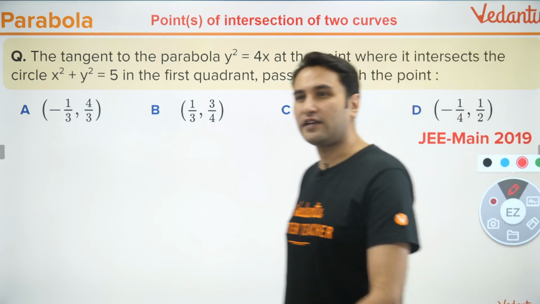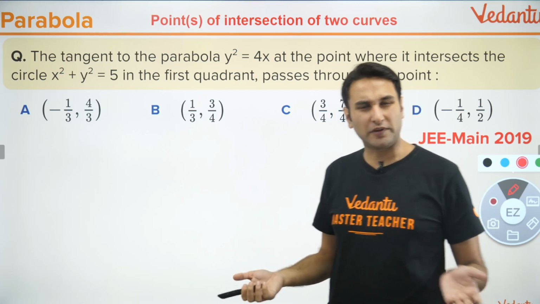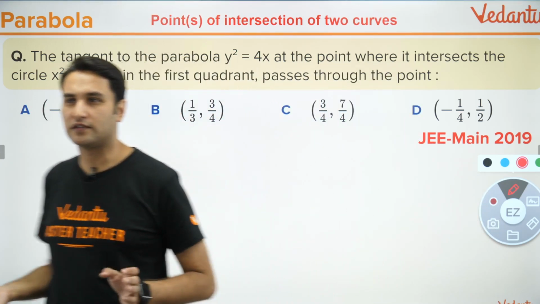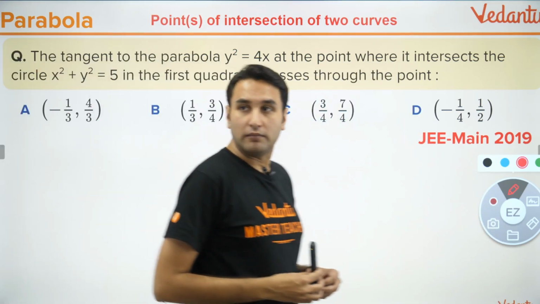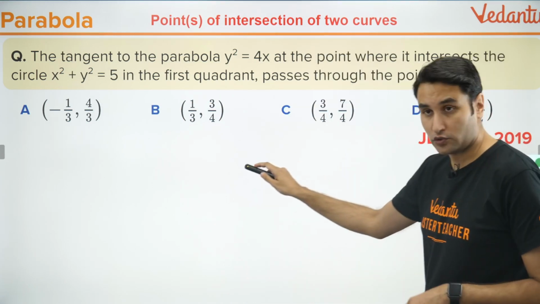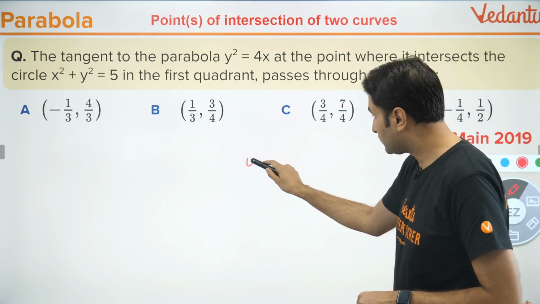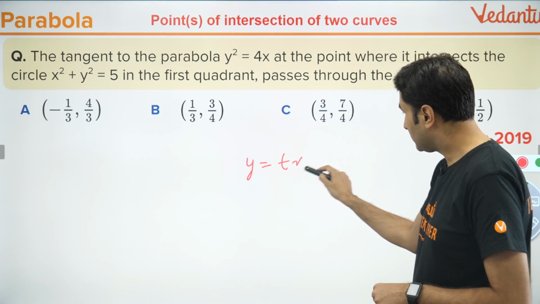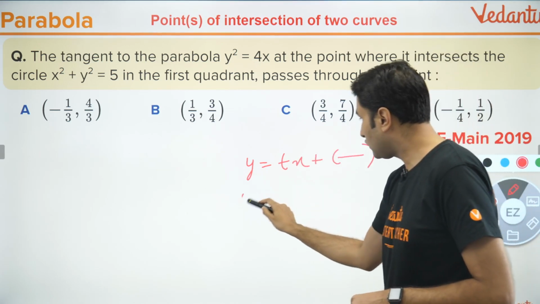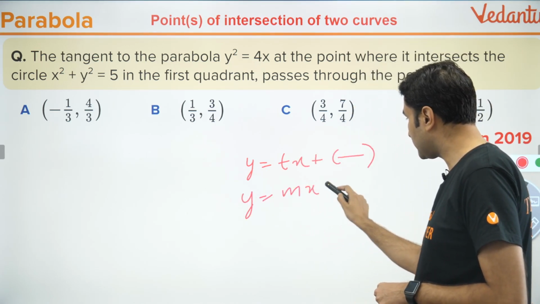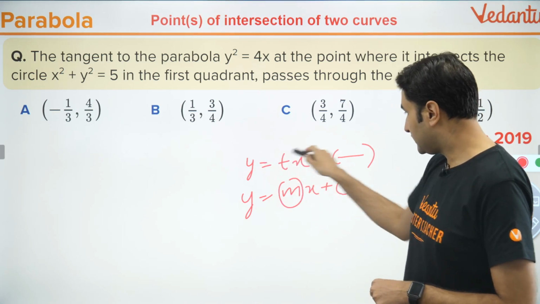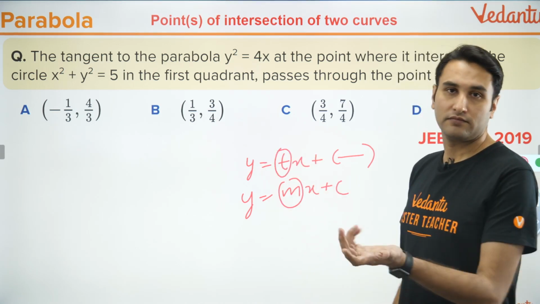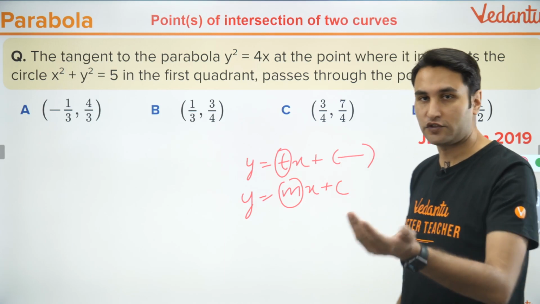Arey, properties study every time is asking properties. Did I use any property? Even simple things I use, just simple concepts. Why is t equal to m? Because the equation was y is equal to tx plus something, right? What is the slope? Y is equal to mx plus c. What is the slope? M. In this equation, what is the slope? T. And what is slope? Tan theta. That's why.